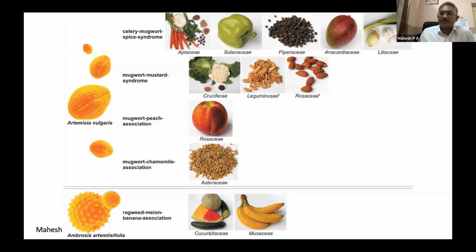Mugwort-mustard syndrome, again, you see starting from peanut to almond to the cauliflower and cabbages, also to fruits, even to the chamomile that is used in the tea. And then, of course, for ragweed, you have the melon-banana association. So there are several pollens that cross react with the whole group of foods.